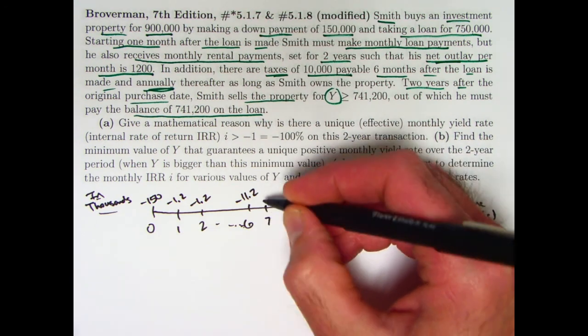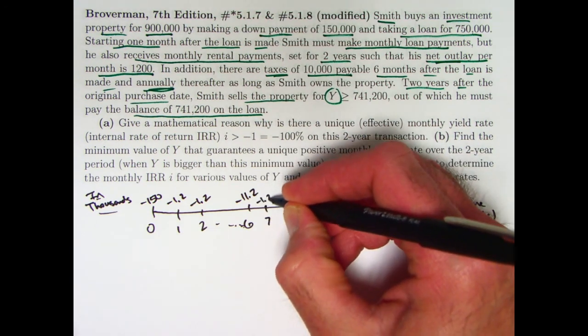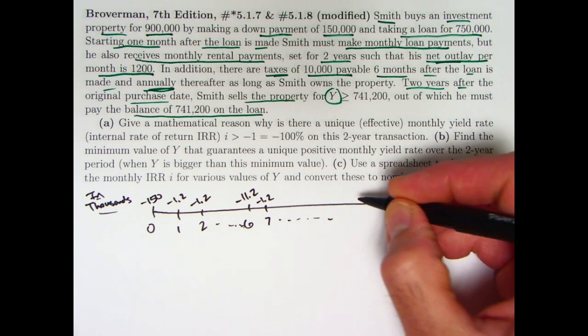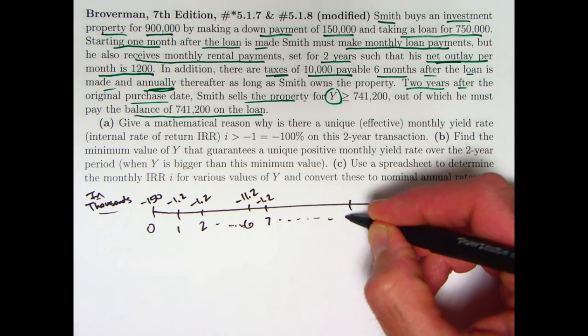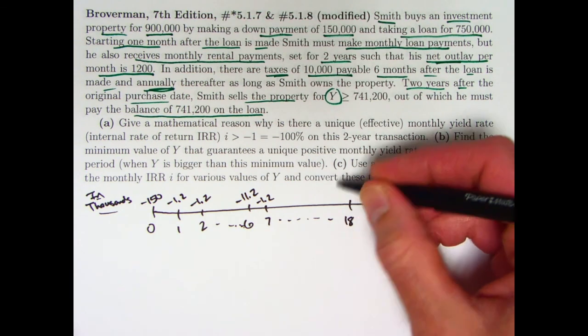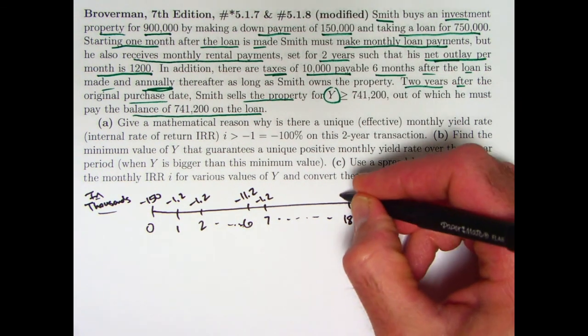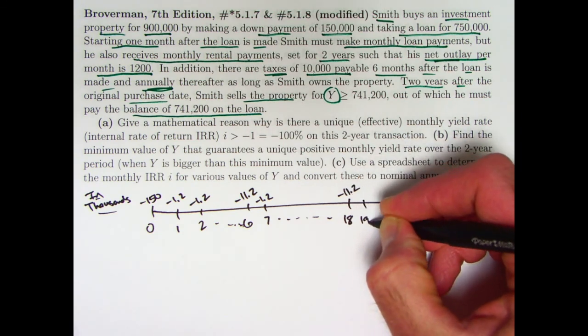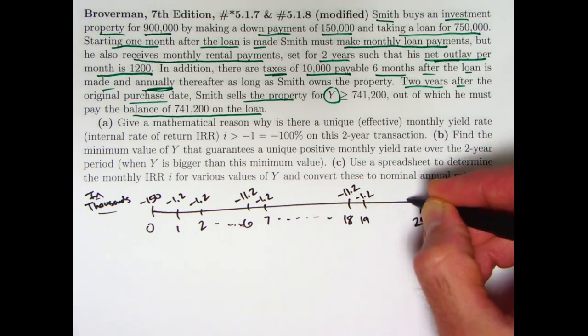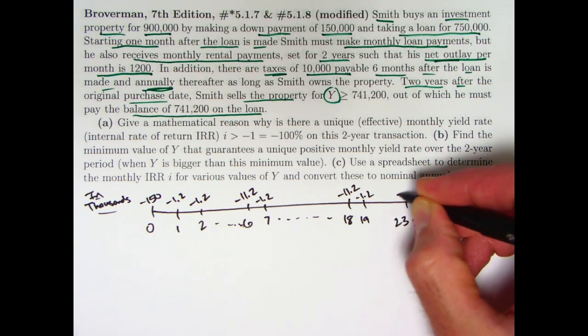Maybe just for emphasis, at time 7, I'll go back to negative 1.2 and I'll put that. 1 year after 6 months is time 18 months, is another payment of 10,000 in taxes. I'm going to get another negative 11.2. Then it again goes back to negative 1.2 up through time 23.